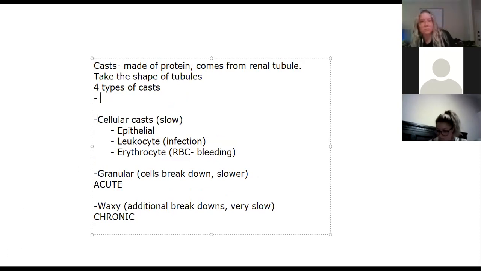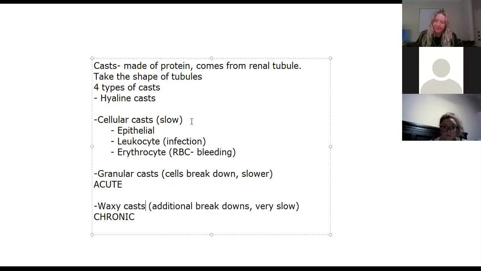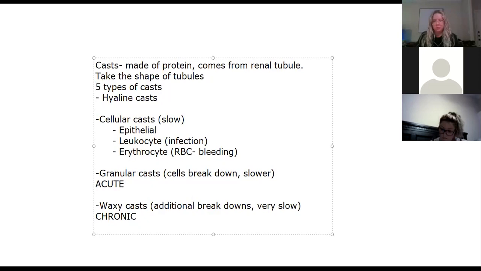And here is our next one. I'm going to put it up at the very top because that is where everything comes from. So we technically will have 4 subgroups of casts. We have 5 total casts. So I'm going to switch that to 5 types of casts. And all casts originate here. So all casts originate with hyaline casts.